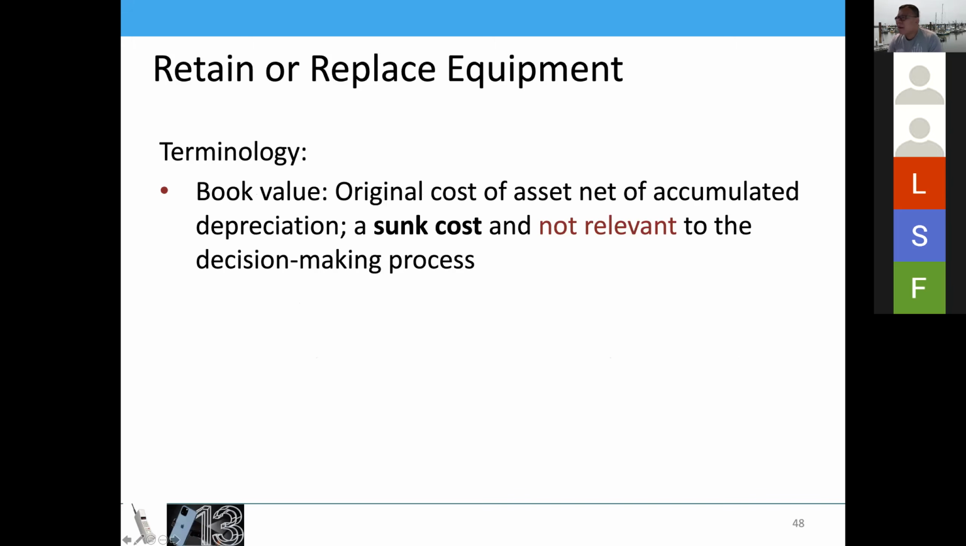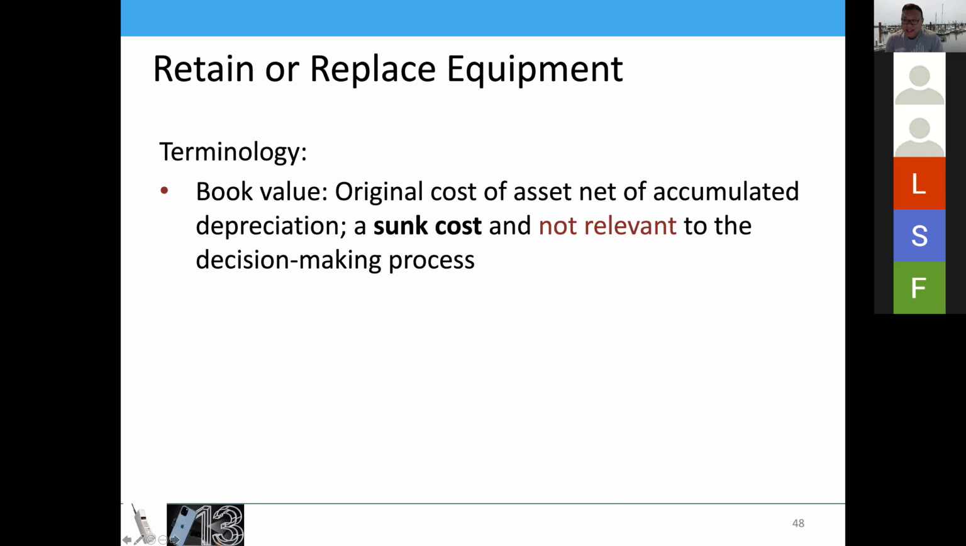Suppose I purchased a building for $100,000. Over the years, I have a balance of cumulative depreciation of $60,000, which means the total amount of depreciation I have recognized from the beginning till now is $60,000. So what's the book value? That's the difference: 100 minus 60 is $40,000. This is a sunk cost. You already paid for it, so it is not relevant to this decision.